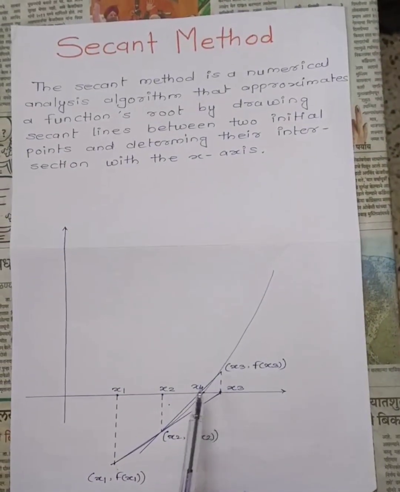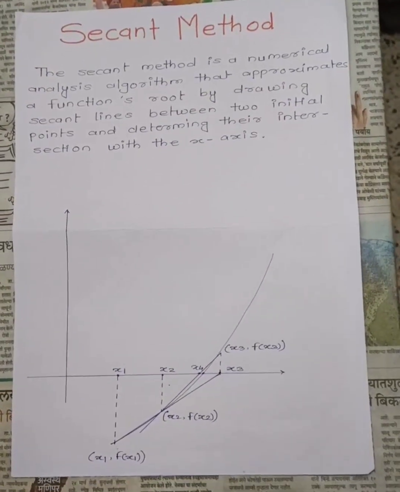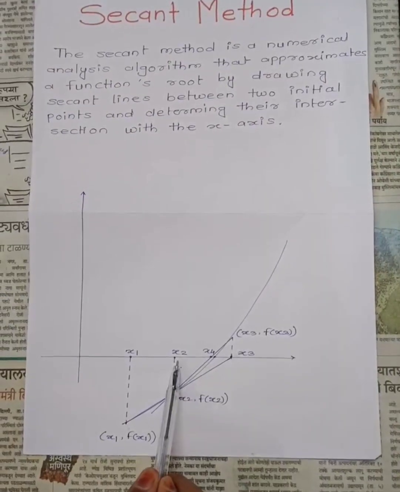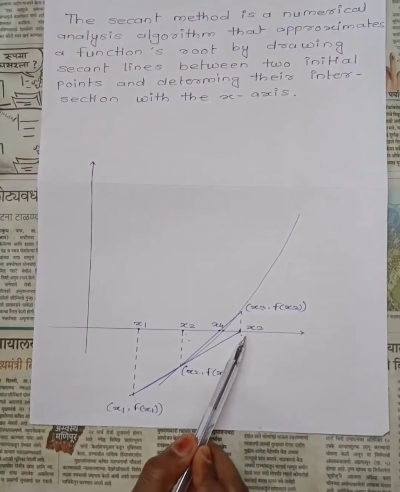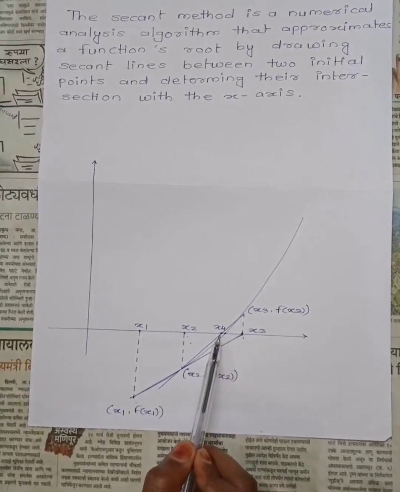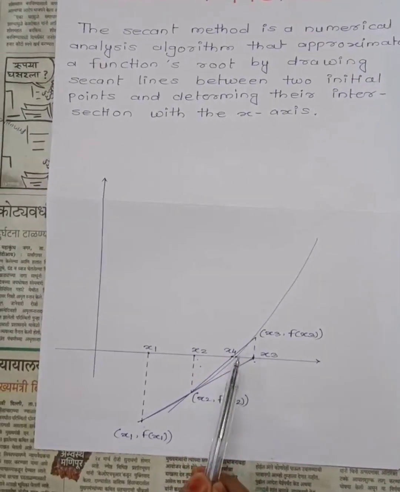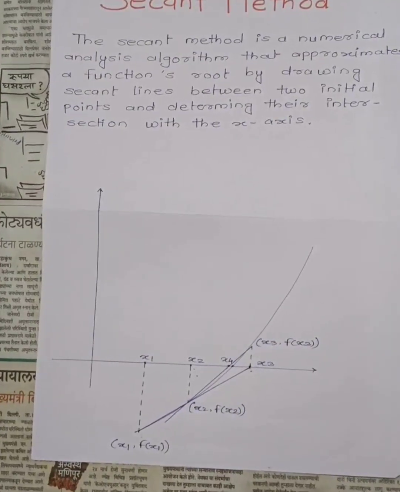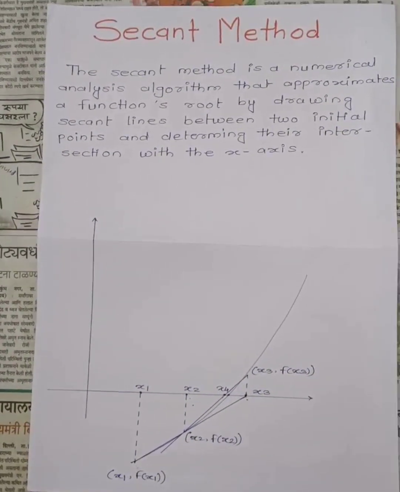Now x2 and x3 are taken as the starting approximations for the next iteration. Join the points x2 and x3 by a straight line. The point where this line intersects the x-axis gives the next approximation to the root, which is x4. Means this is the next intersection point, which is x4. Thus, this iterative procedure continues to get the root of the function.